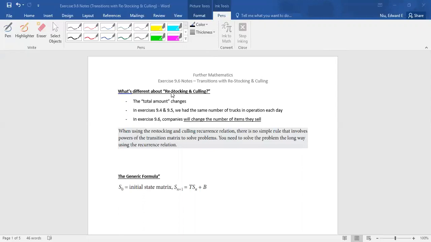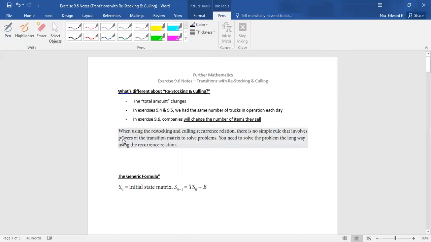So in the truck context, restocking would be buying more trucks. Culling would be selling off their trucks. But in our example today, we're going to take a look at a company that produces fish, I'm pretty sure. I'm just going to Google what whitings means quickly.